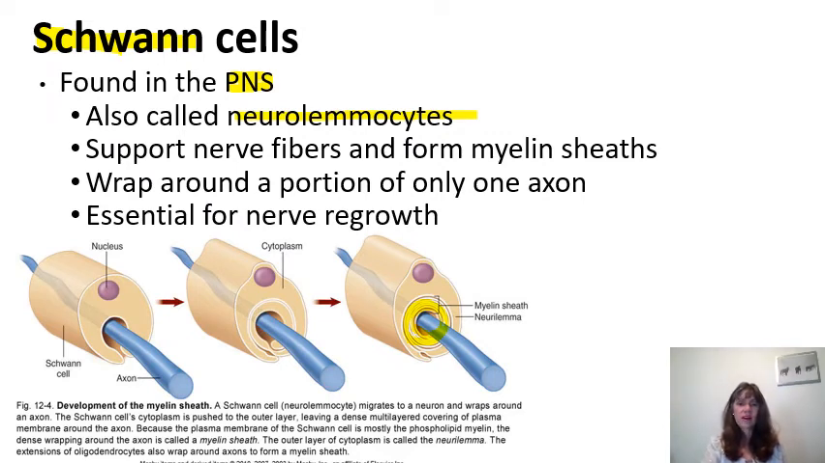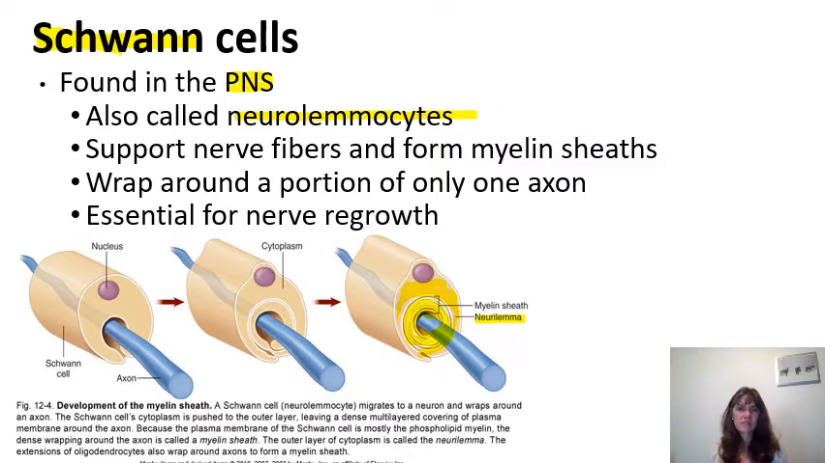As the Schwann cell wraps and wraps and wraps around the axon, the outer layer of cytoplasm that gets pushed out to the periphery is referred to as the neurolemma. And you'll notice that the neurolemma is kind of left at the periphery because there's a tight wrapping of the membrane closest to the axon. You'll also notice that the nucleus of the Schwann cell gets pushed out to the periphery as well.